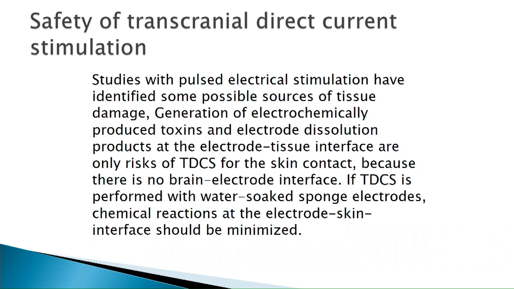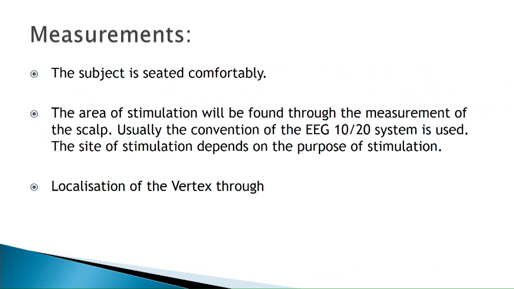The second point is the measurement. The subject is seated comfortably. The area of stimulation will be found through measurement of the scalp. Usually the convention of the EEG, very important to know, is called the 10-20 system, which is used in electroencephalography to define the different areas of the brain.